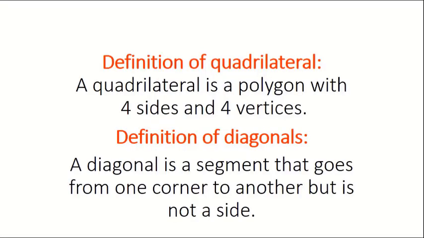Definition of quadrilateral. A quadrilateral is a polygon with 4 sides and 4 vertices. Definition of diagonals. A diagonal is a segment that goes from one corner to another but is not a side.